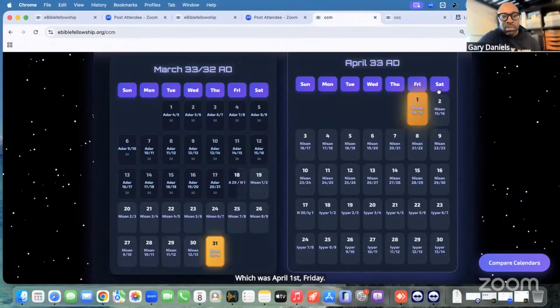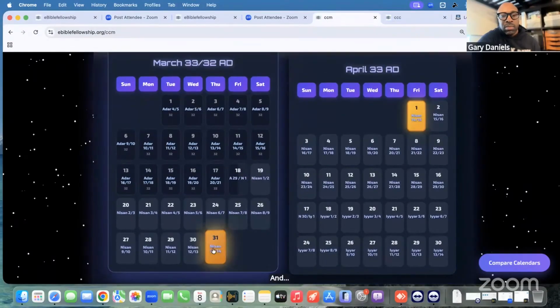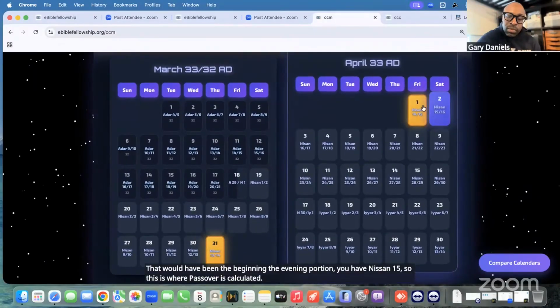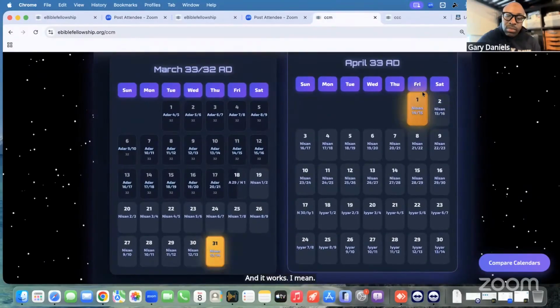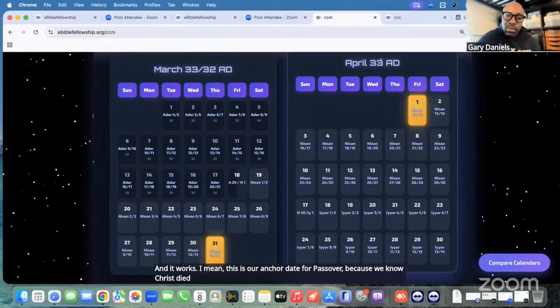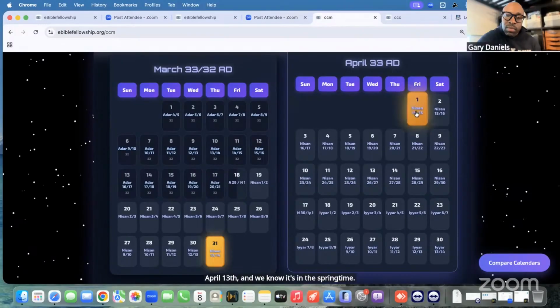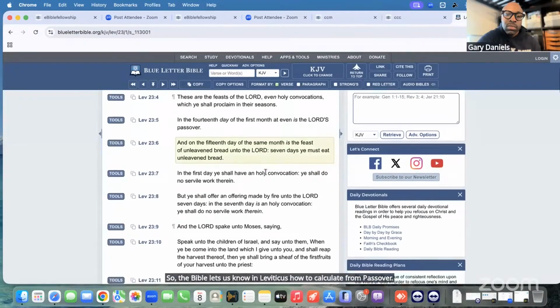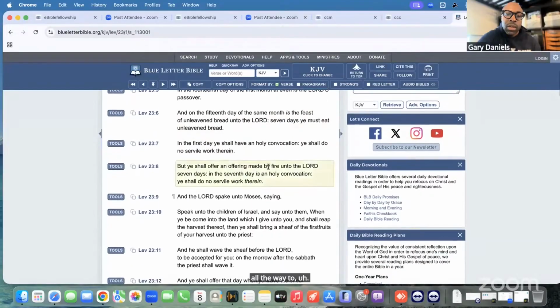And so Christ was in the garden on the 31st. That would have been the evening portion. So this is where Passover is calculated. And this is our anchor date for Passover because we know Christ died on Friday. We know it's the year, April 13th, and we know it's in the springtime. So there are several reasons why we know that Christ died on this day. The Bible lets us know in Leviticus how to calculate from Passover all the way to Pentecost.